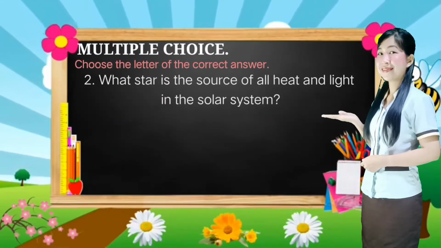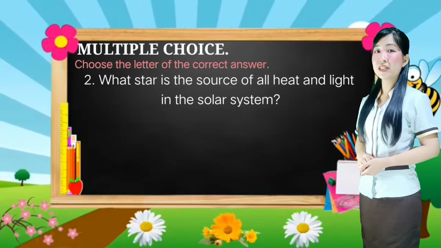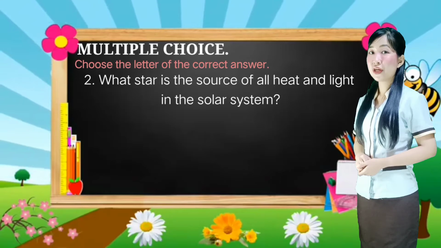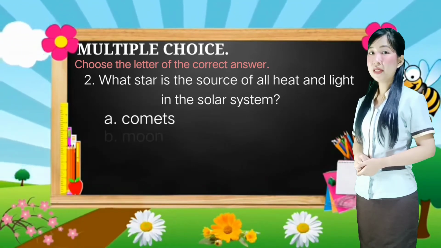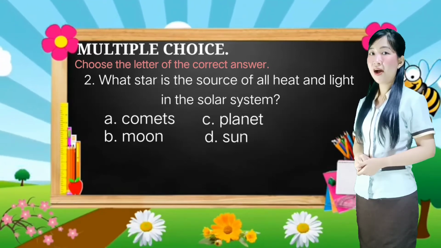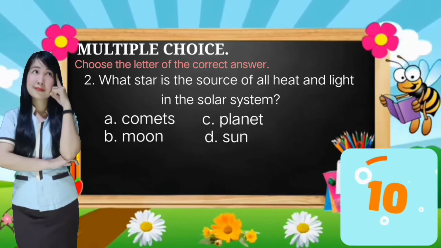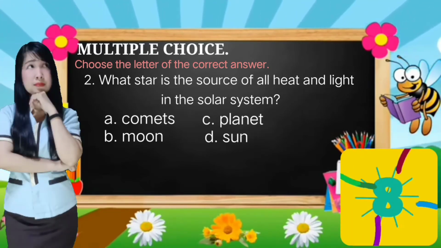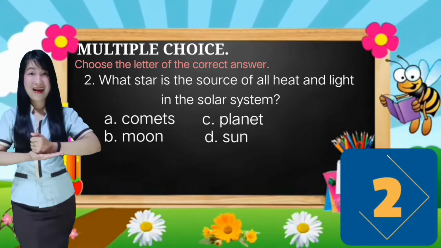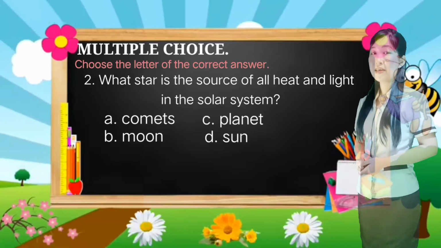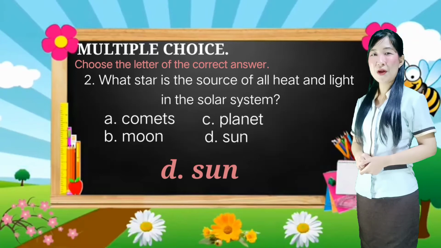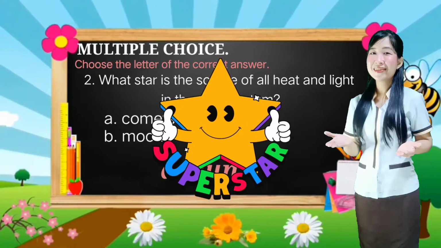Number 2. Which star is the source of all heat and light in the solar system? Letter A, comets. B, moon. C, planet. Or letter D, sun. The correct answer is letter D, sun. Very good. Here's your star.